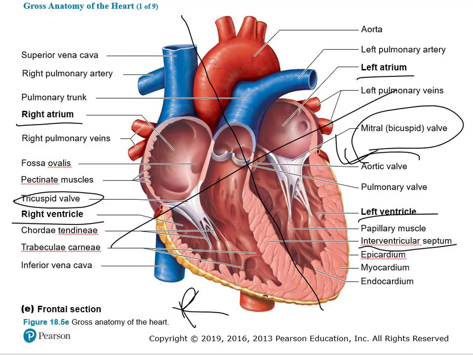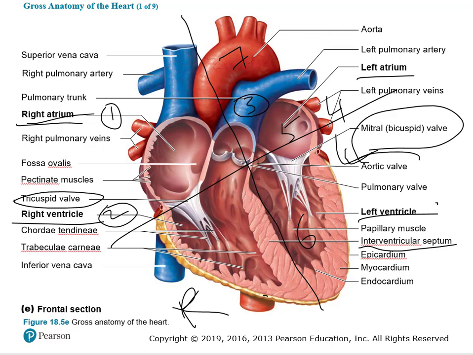Initially the blood enters the right atrium. This right atrium is the first place the blood enters. The second place it goes is the right ventricle. And from there it goes through the pulmonary trunk to the lungs, and then back from the lungs it comes through the pulmonary veins into your left atrium, and then your left ventricle, and from the left ventricle it goes through the aorta into your body. So this is basically how the blood flow pathway is.